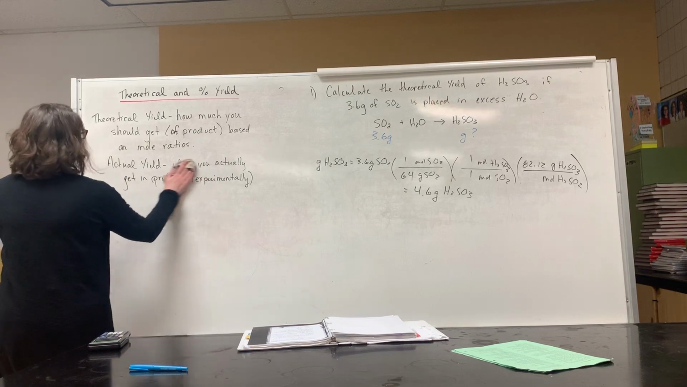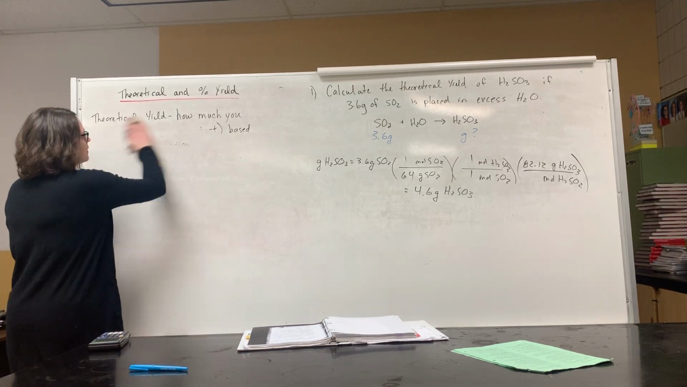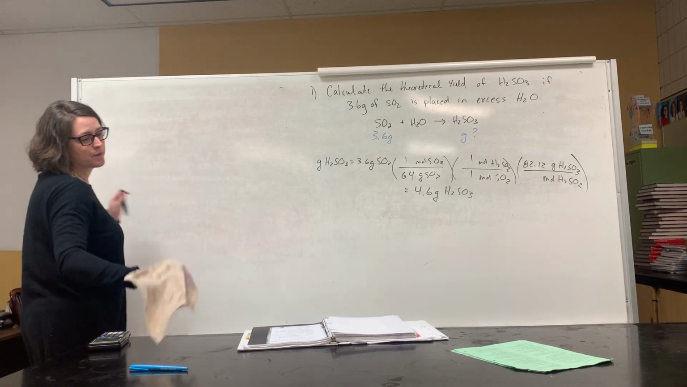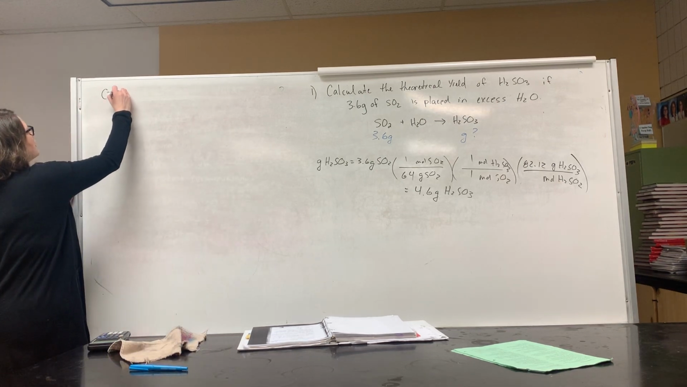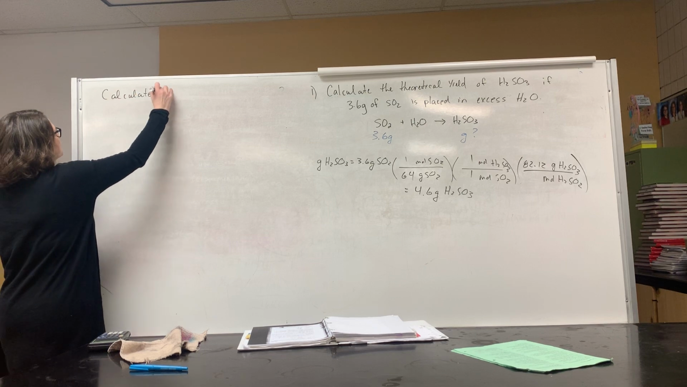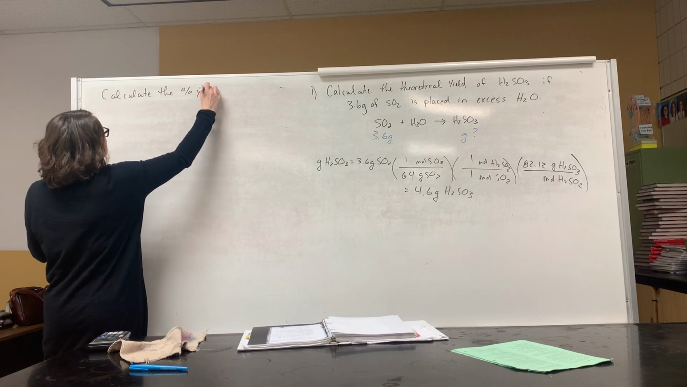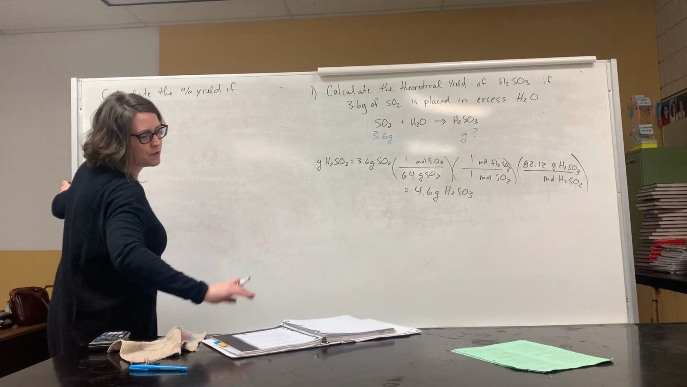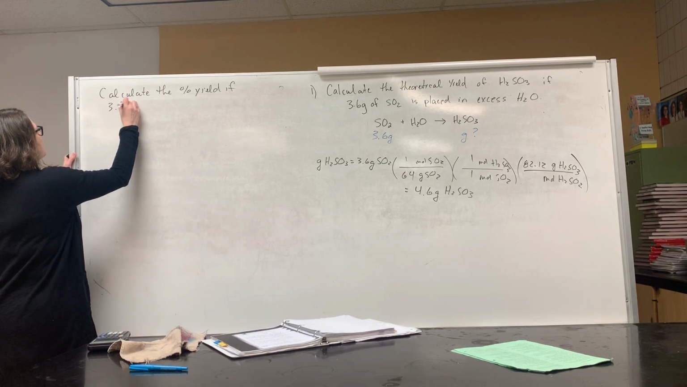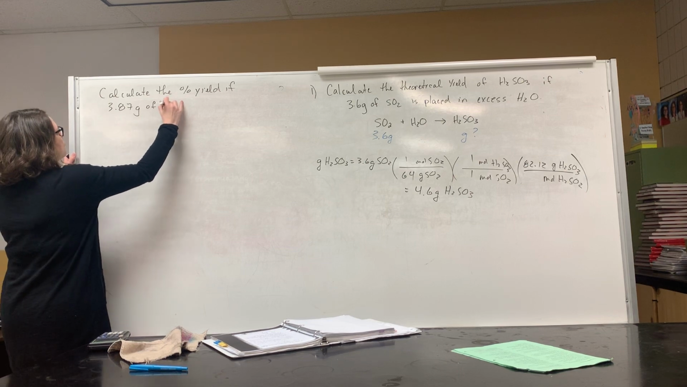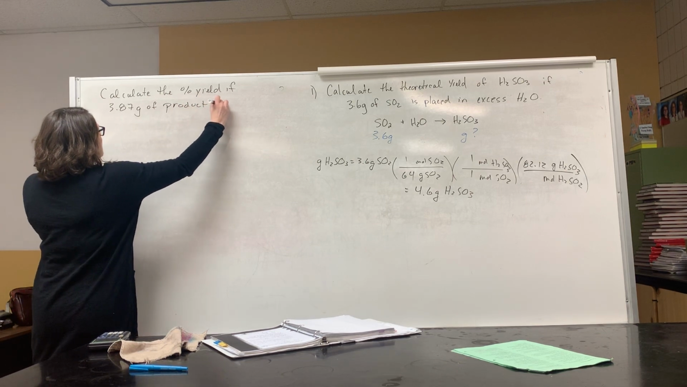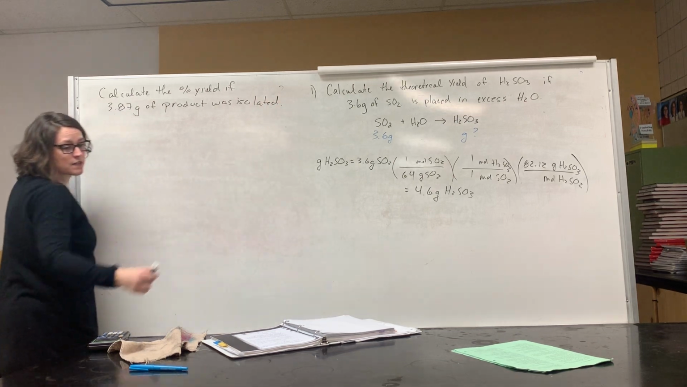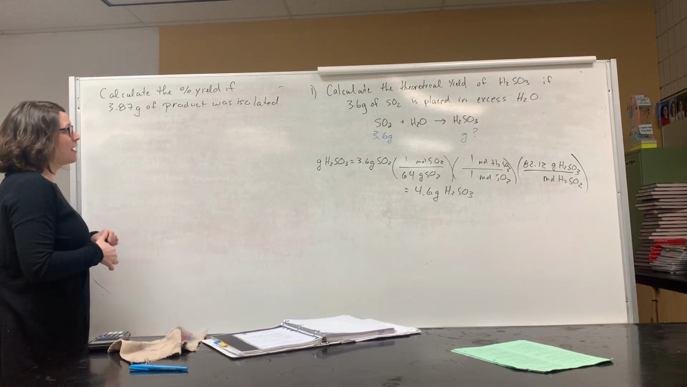Now, this is to calculate the actual percent yield, or calculate the percent yield. I'm just going to write this down. Calculate the percent yield if 3.87 grams of product was isolated. Now, it says they're collected experimentally.